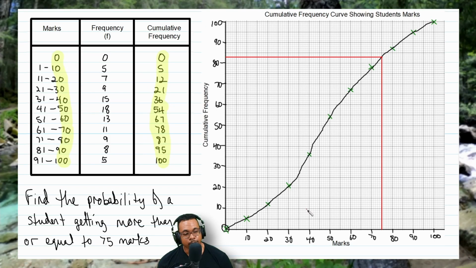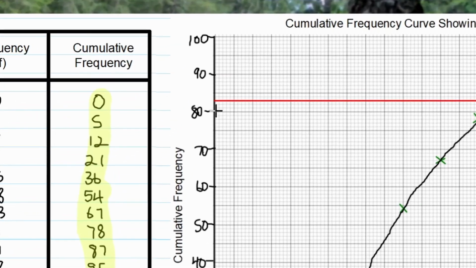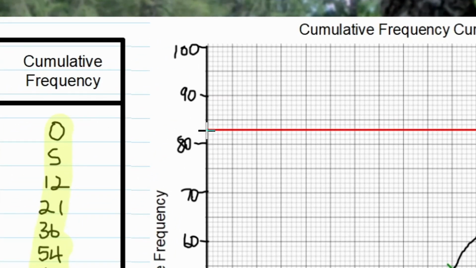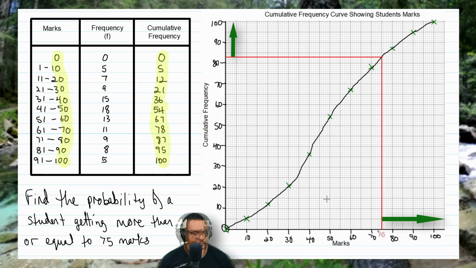Now, since we wanted more than or equal to 75, that will be on this side, not this side. So that'll be from 75 and above, which means we're looking at where this line touches the y-axis, which is 81, 82, 83. So 83 and above. So I'll just put here is 75, and here is 83.